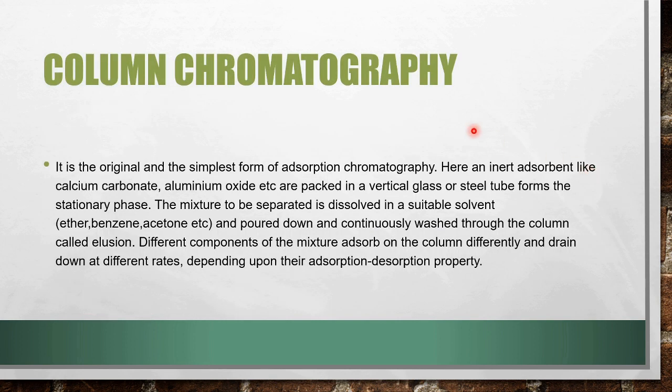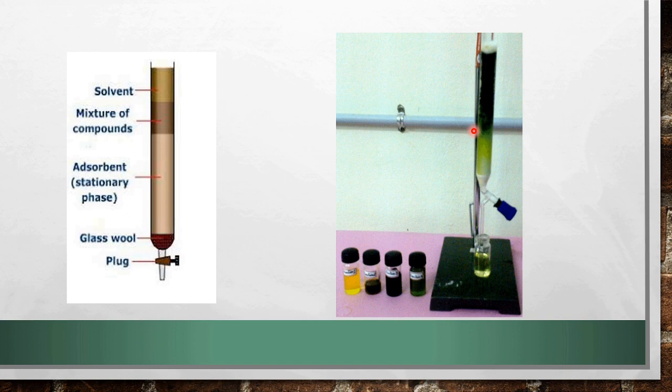Third one is column chromatography. It is the simplest form of adsorption chromatography. Here, an inert adsorbent such as alumina or calcium carbonate, etc. is packed inside a glass or steel tube which forms the column, which serves as the stationary phase. The mixture to be separated is dissolved in a suitable solvent like petroleum ether, hexane, benzene, acetone, etc. and is then poured down the column.